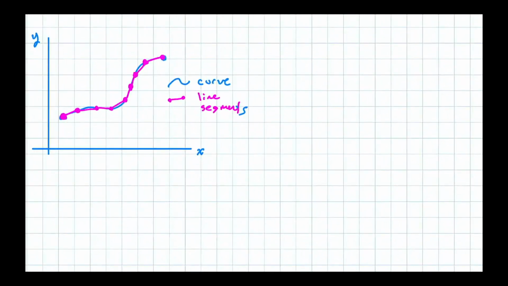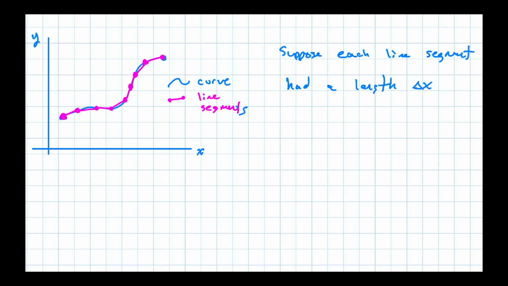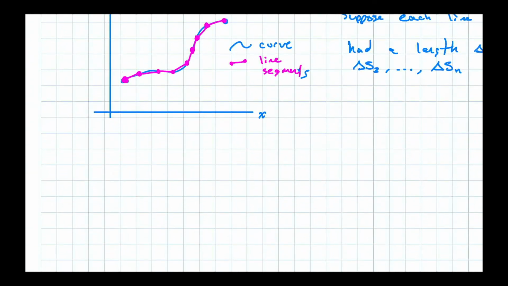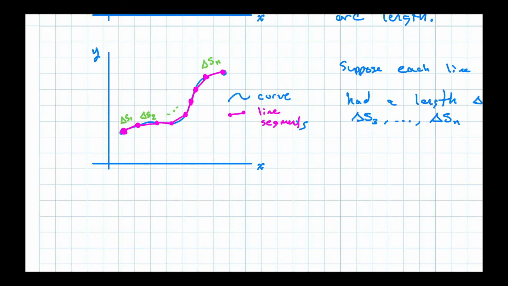All right. So what we're going to do is suppose each line segment had a length. We're just going to call those lengths delta s1, delta s2, delta s3, and so on until you get to whatever the last one is, which will be delta sn. So each of those has a length now, because I said so. That one's delta s1, then delta s2, dot, dot, dot, and you get to the end and you have delta sn.